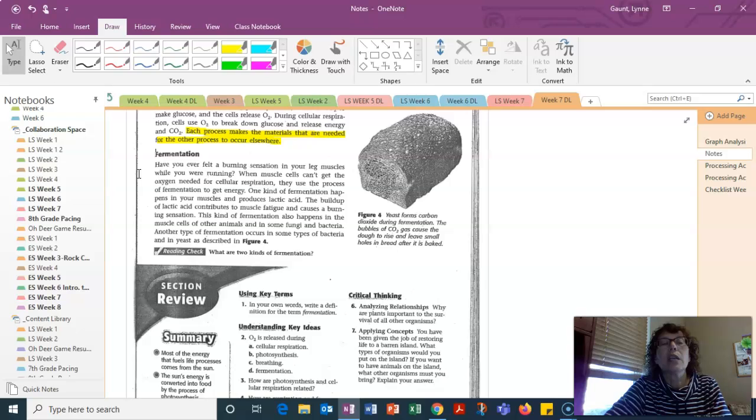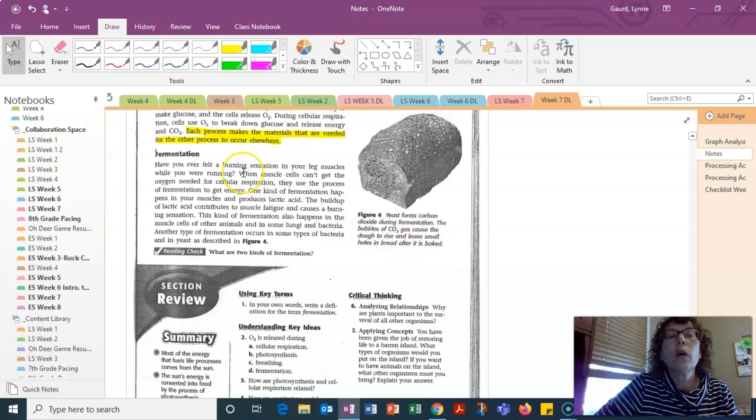Another type of fermentation occurs in some types of bacteria and in yeast, as described in Figure 4. Figure 4 says this: yeast forms carbon dioxide during fermentation. The bubbles of carbon dioxide gas cause the dough to rise and leave small holes in bread after it's baked.